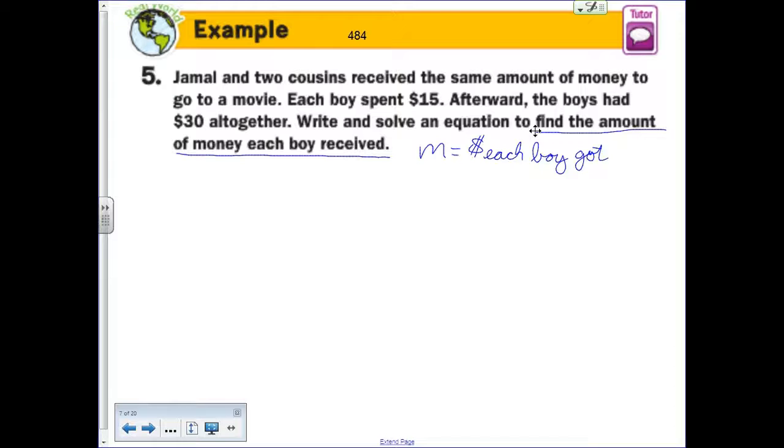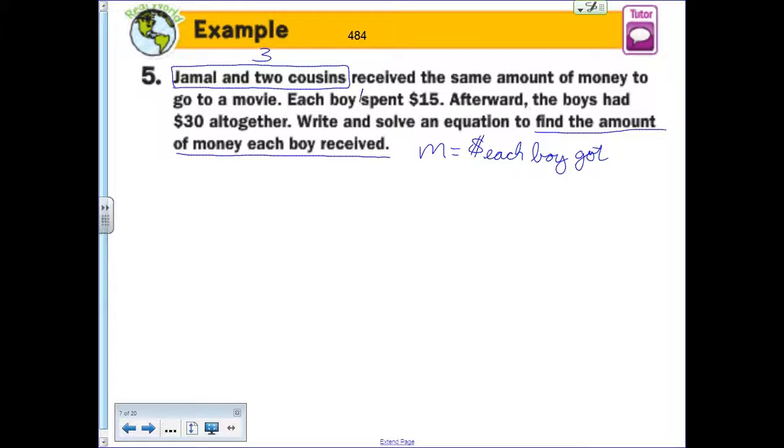Now that we have our variable, the next thing we've been looking for is a total, that number to go by itself on one side of the equal sign. So I go back and I look for my numbers. First, it says Jamal and 2 cousins received money. Well, hopefully you see that that's not 2, but 3, because you have to include Jamal. So it is actually 3 cousins altogether, Jamal and his 2 cousins. They received the same amount of money to go to the movie.